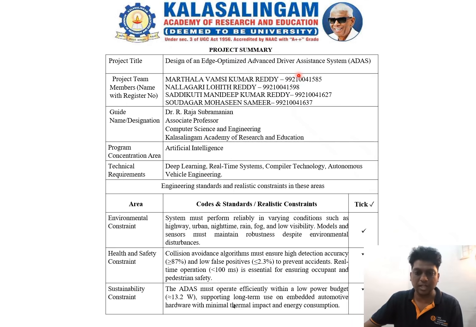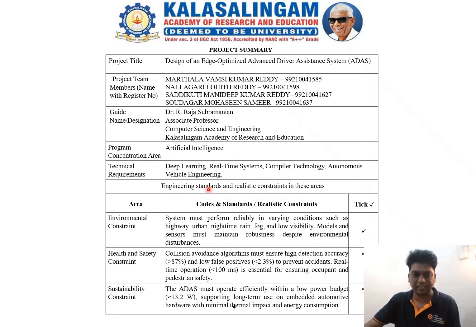Project summary. In this project summary, the first thing is the project title. You should give a proper title. It should start with something like design or development. Don't directly use phrases like machine learning based or deep learning based. Then your teammates' names, your guide name, then program concentration area and technical requirements.